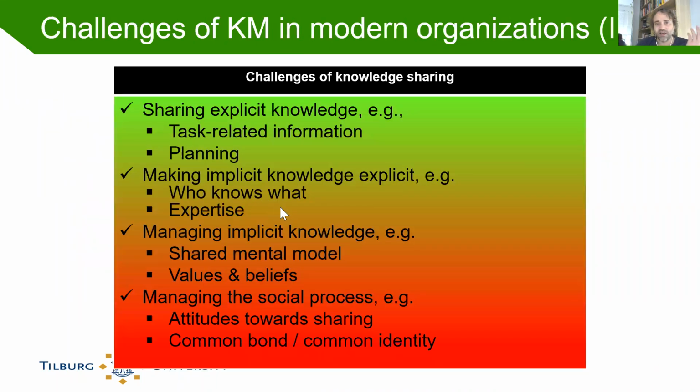So basically this slide. As an organization, you want your people to do all of this. You want them to share explicit knowledge, you want them to make implicit knowledge explicit, by updating their internal Facebook page, by sharing every problem they encountered task-wise on a discussion board, whatever. But you also want them to create a kind of a mental model of what they need to do in the organization, and you also want them to get along. So as an organization, you want to accomplish all of this.